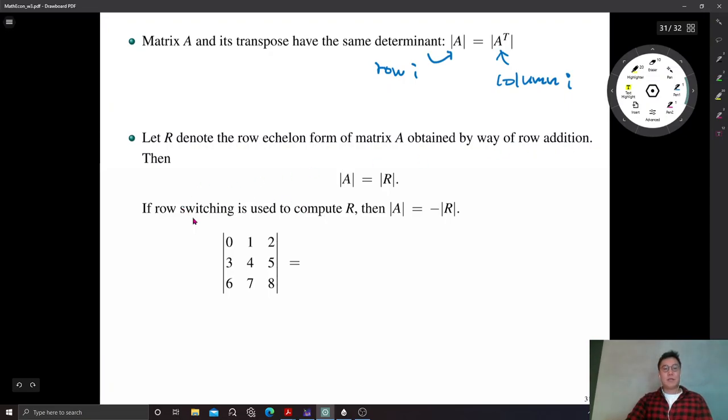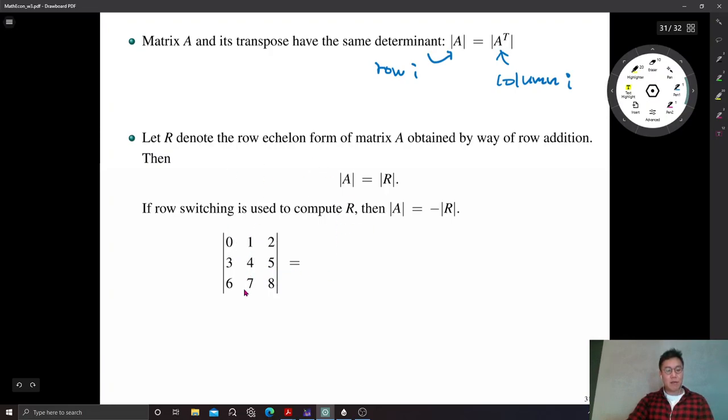But if we use row switching once to compute the row echelon form, then the determinant of the original matrix is just the negative of the determinant of the row echelon form. Okay? If we use row switching twice, then we have two negative signs. So the original matrix and the row echelon form have the same determinant. Let me do one example regarding this property.